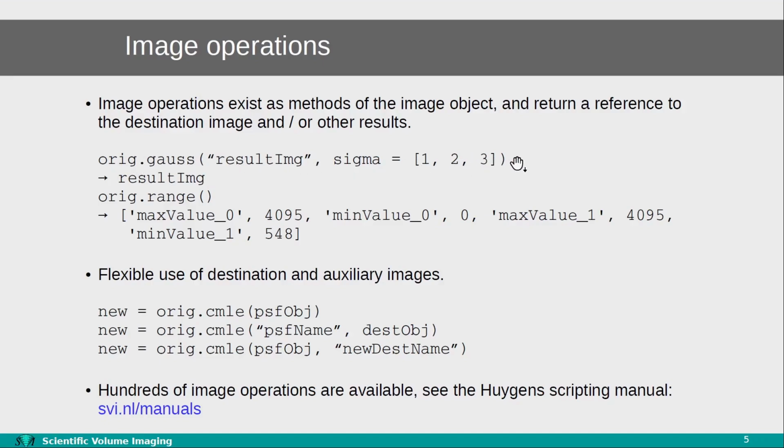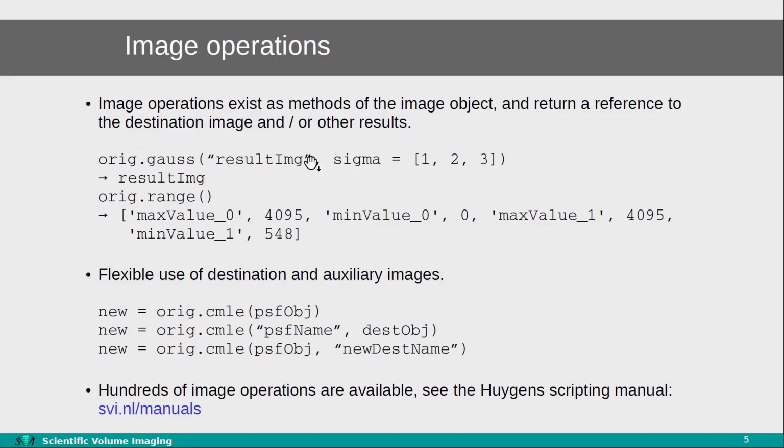So the general structure of these operations is that you have image dot operation, and then you have some positional arguments which may or may not be mandatory. These are usually things like a result image or mandatory auxiliary images, and then there's a whole bunch of additional options that appear as keyword arguments that just specify more properties of the operation.